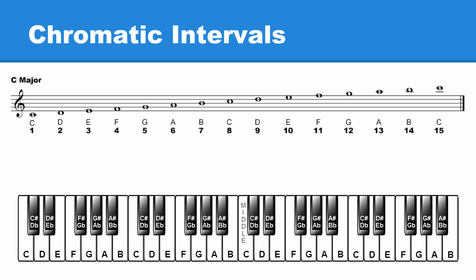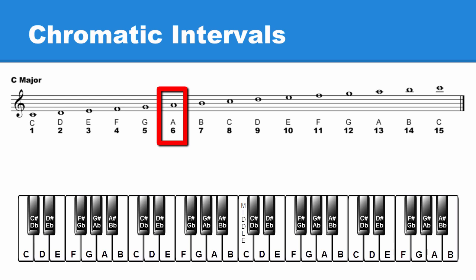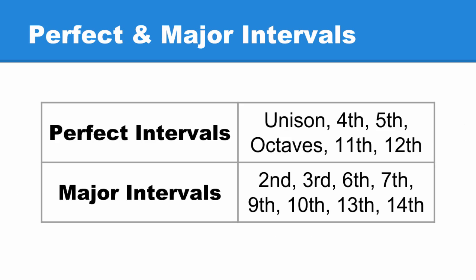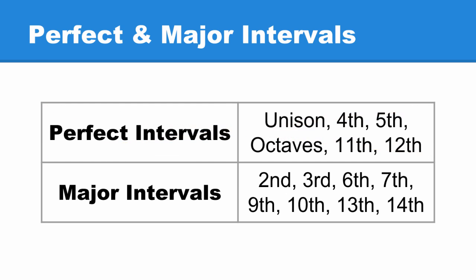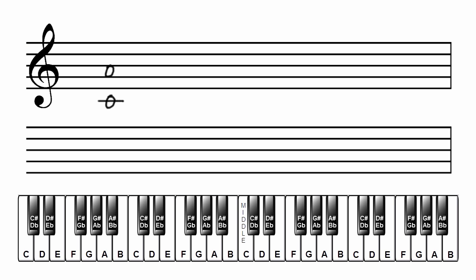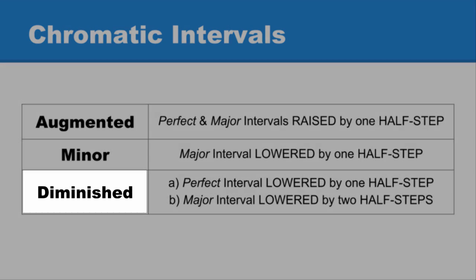C's the bottom note, so looking at the C major scale, G is scale degree 5. But this interval is a diminished sixth. We need some kind of a sixth, which is A, not some kind of a fifth, which is G. In the C major scale, scale degree 6 is not one of the perfect intervals, so it's a major interval. Being a major interval lowered by two half steps, A flat, A double flat, makes this interval a diminished sixth. Any major interval lowered by two half steps becomes a diminished interval.